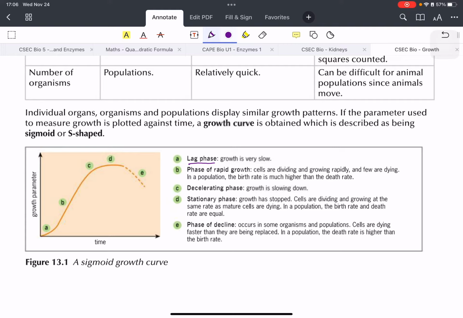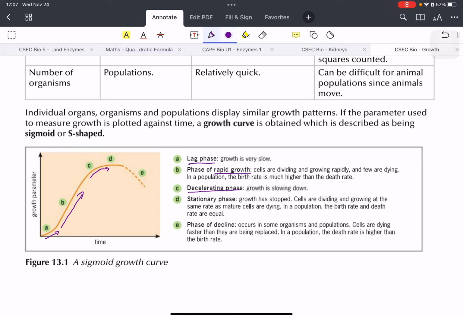Now in B, we have a phase of rapid growth. As you can see, the slope of the graph moves from kind of not steep, and then it goes very steep for quite a while, okay? So this is rapid growth. Now in C, as you can see, no pun intended, the slope begins to decrease again, right? And we call it decelerating phase, okay? So it begins to slow down.